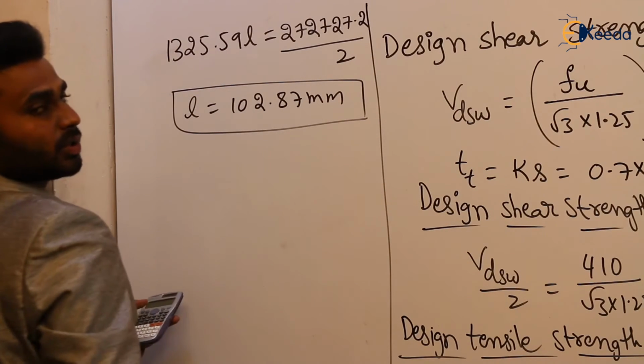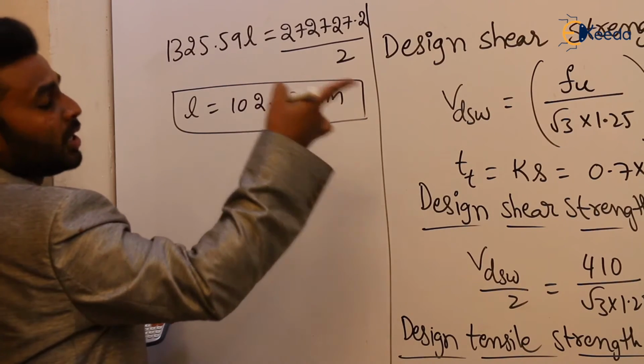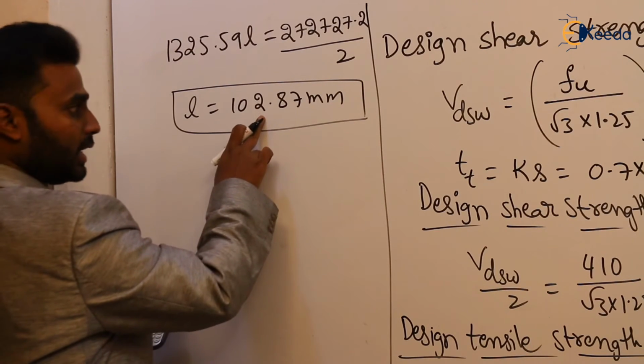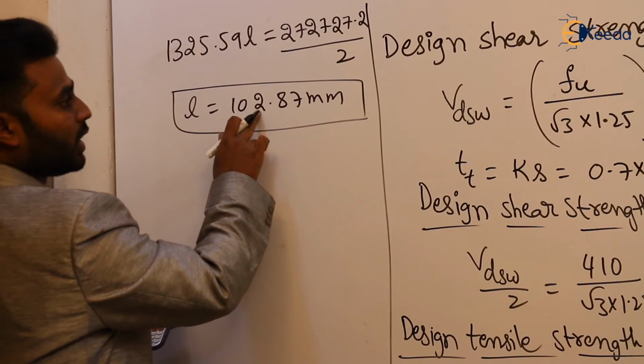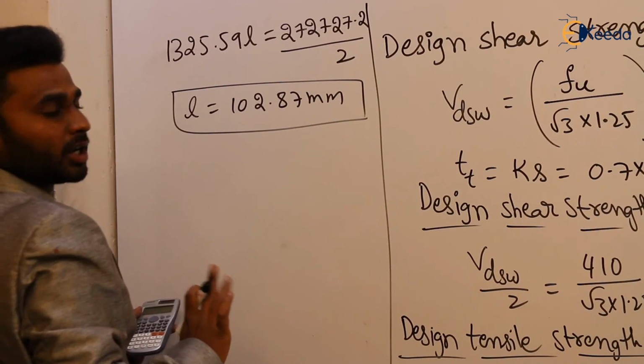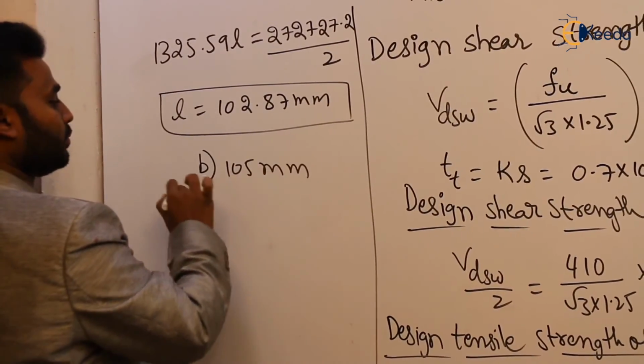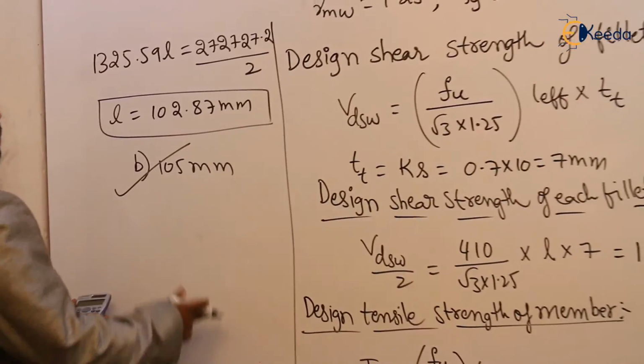This is the length L. In the given options, which option is near to it? The nearest option is 105. We cannot take 100. Clear? 102.87 is nearest to 105 in comparison with 100. Don't get confused. So option B, how much is it? 105 mm. Any doubt in this?